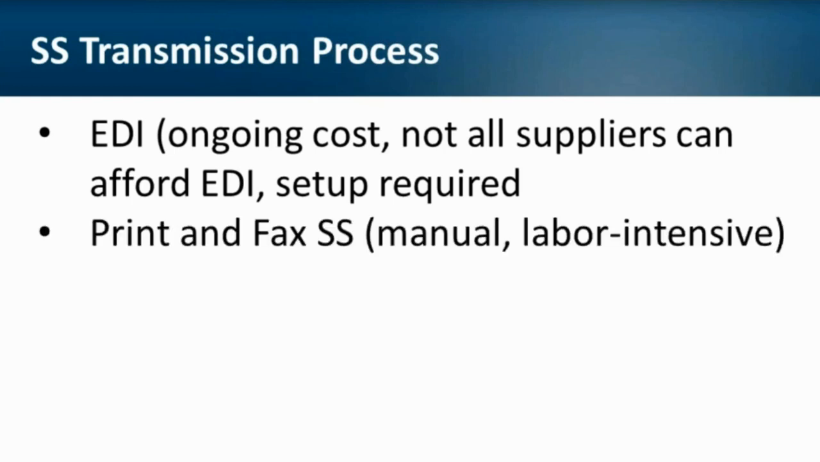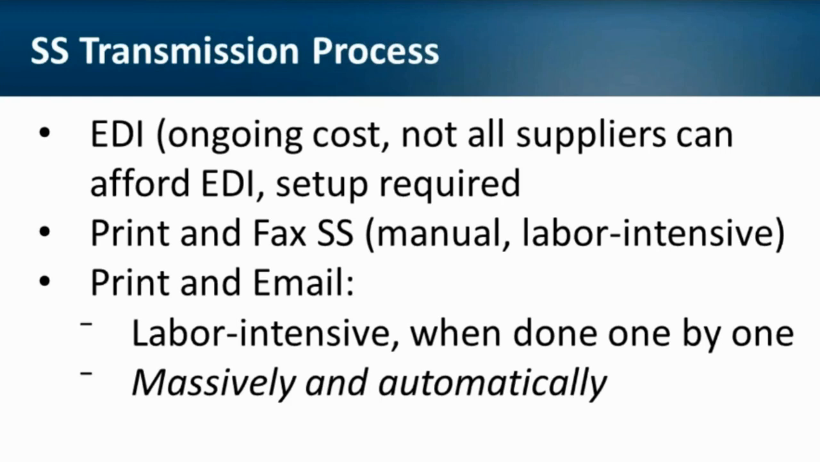The next option is widely used. It's basically you print and fax supplier schedule individually for each supplier, one at a time, and it's labor intensive. So the more suppliers you have, the more time and effort it would require to actually process the schedules. And another variation of print and fax is basically print it, scan it, and then email it. Again, if it's done one by one, then it's a labor-intensive process as well.